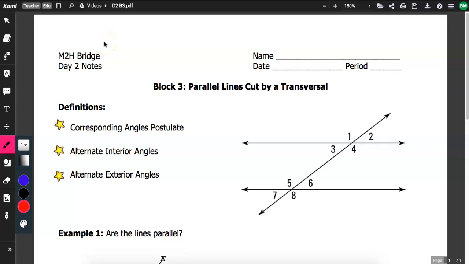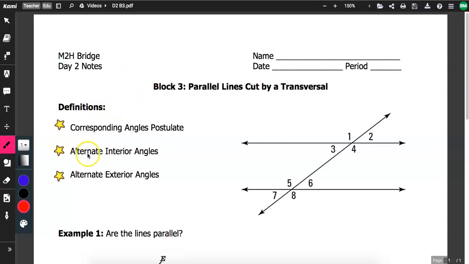Okay, we're on day 2, block 3 notes. We're looking at parallel lines cut by a transversal. So we'll talk about what all of that means today. We definitely need our statements list, our definitions sheet, so make sure you have that somewhere easy to access.